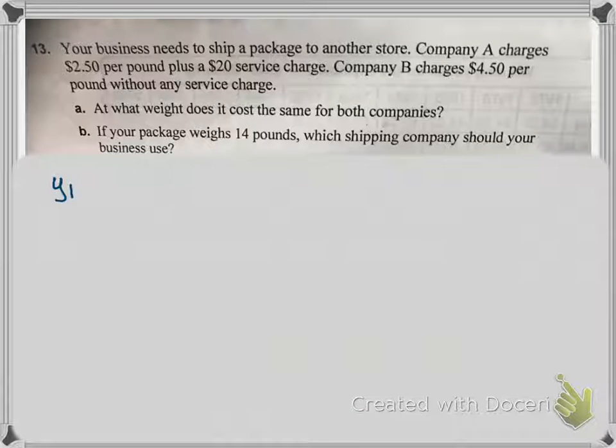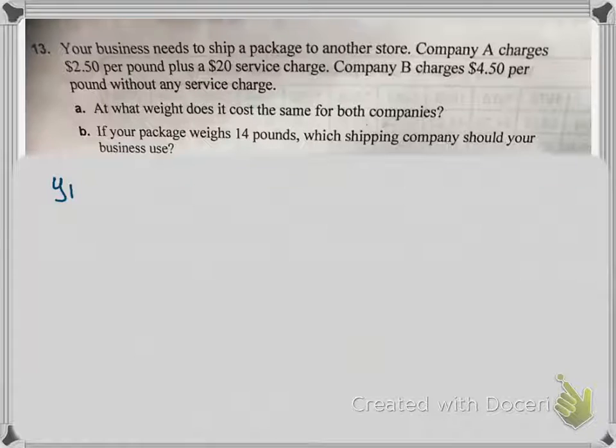Okay, and it says, your business needs to ship a package to another store. Company A charges $2.50 per pound plus a $20 service charge. Company B charges $4.50 per pound without any service charge. At what weight does it cost the same for both companies? And then B, if your package weighs 14 pounds, which shipping company should your business use?